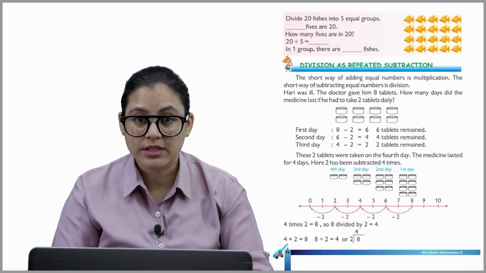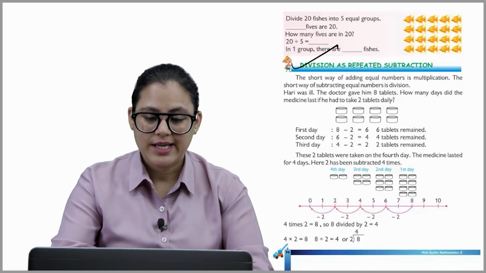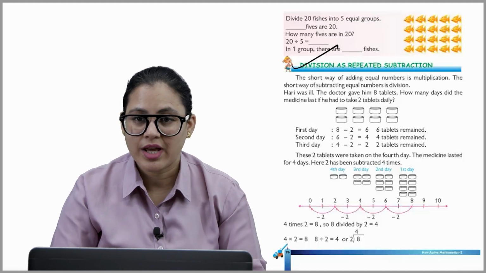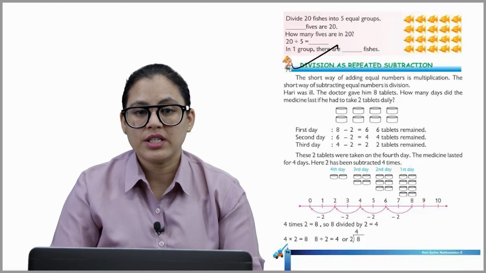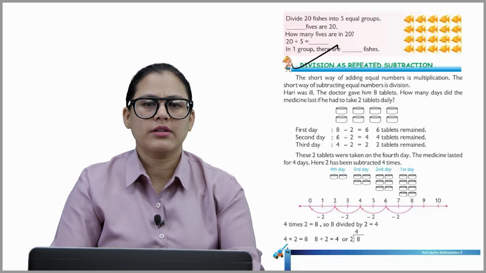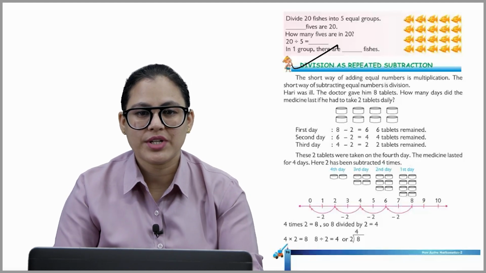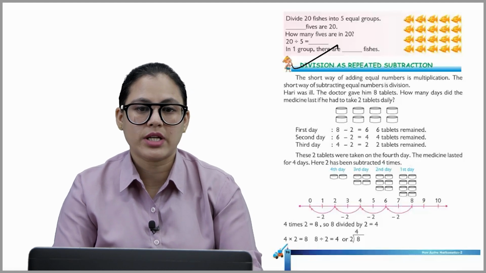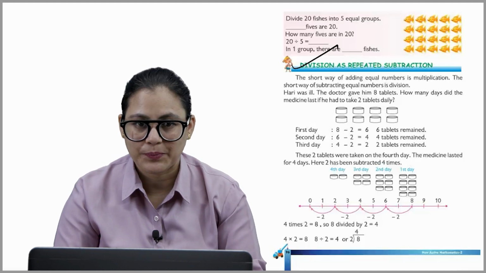Division as a repeated subtraction. The short way of adding equal numbers is multiplication. The short way of subtracting equal numbers is division. Hari was ill. The doctor gave him 8 tablets. How many days did the medicine last if he had to take 2 tablets daily?